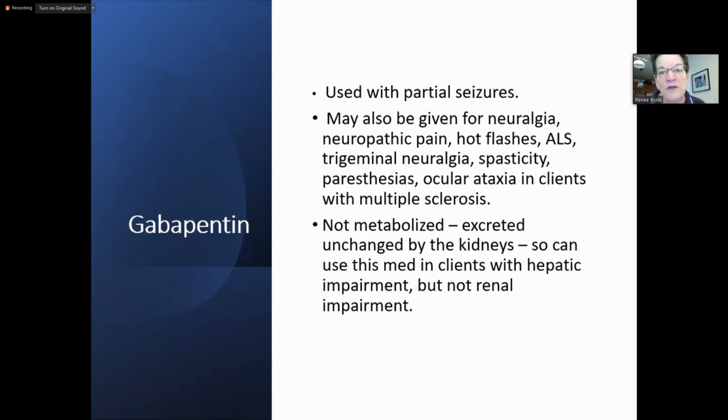Gabapentin can also be used for hot flashes and spasticity. We use it a lot with our patients with multiple sclerosis. One of the things you need to remember about gabapentin is it's not metabolized. It's excreted unchanged by the kidneys. So we can use this med in patients with hepatic or liver impairment, but we cannot use it in patients with renal impairment or kidney problems, okay?